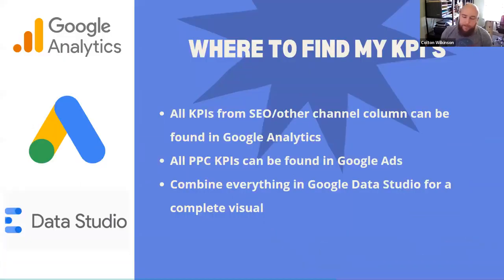So where do you find these KPIs? All KPIs from SEO and the other channel column, the first column that we covered in the last slide, can be found in Google Analytics. All PPC KPIs can be found in Google Ads. There are some KPIs in Google Ads that can also be found in Google Analytics, which again is why Google Analytics is so important to install.